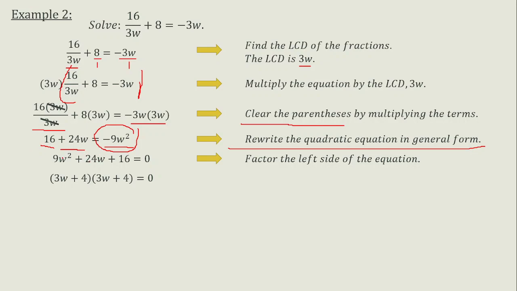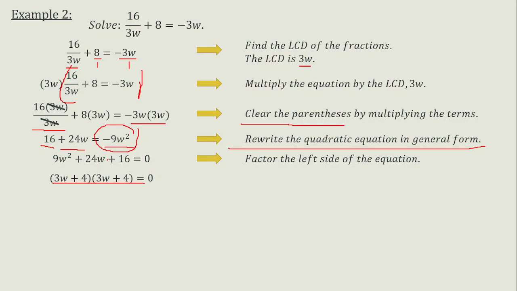If you have some doubts regarding the answer I have here, we can use the FOIL method to prove na tama siya. So 3w times 3w, the answer is 9w squared. Then 3w times 4 is 12w. 4 times 3w, the answer is 12w. So i-add lang natin, the result will be 24w. Then 4 times 4, the answer is 16.